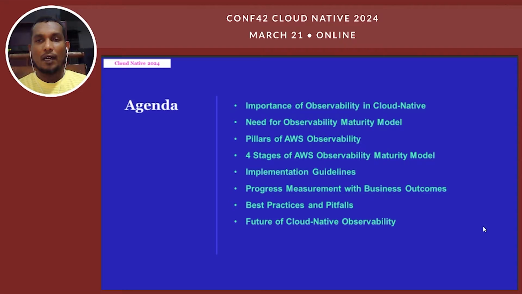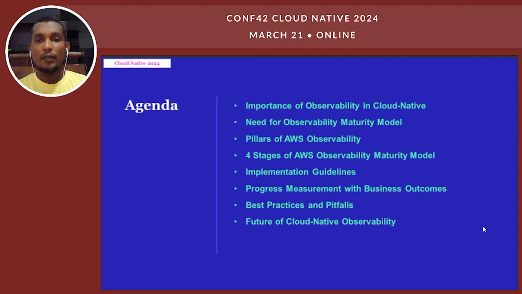During my presentation, I'll walk you through why observability is important, especially in the cloud native area, and why you need to focus on observability maturity. The topic of my presentation is mainly around the maturity model which I have come up with and the pillars around that. I'll go into more detail about the maturity model, a 4-stage maturity, and how you can take it from reactive to autonomous. Then we will talk about some implementation guidelines that you can leverage when you start your own AWS observability journey.